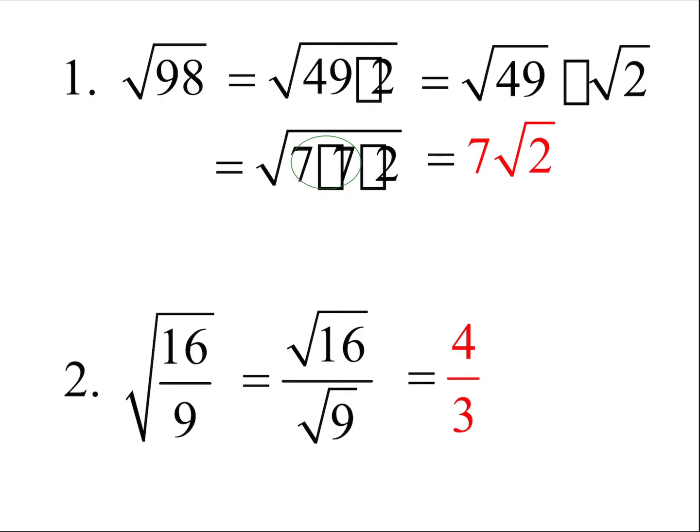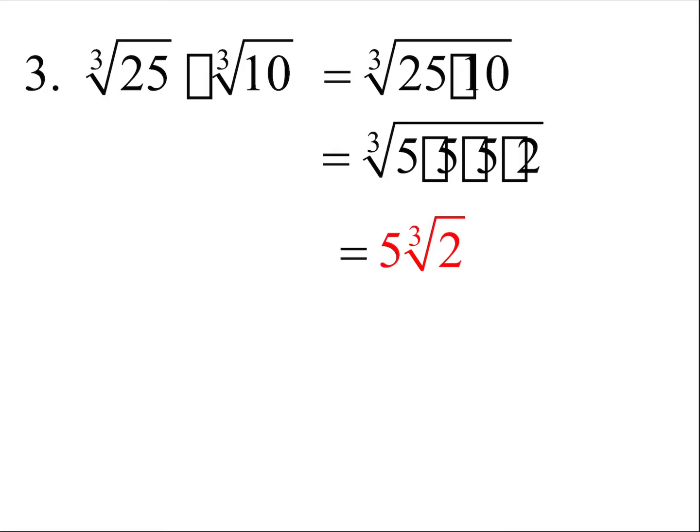Oh, sorry, the circle is meant to show that, hey, I found a pair, right? I've got 2, and I'm taking the second root, okay? See, this is why it gets a little bit more confusing. So, for number 3, if I take the third root of 25 and I multiply it by the third root of 10, okay? So again, this is working backwards.